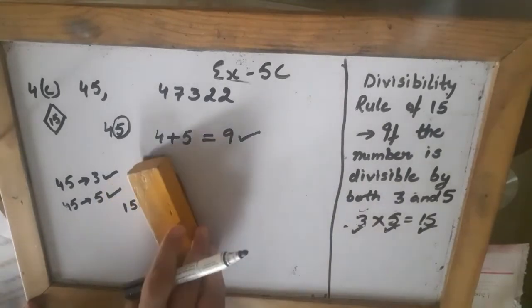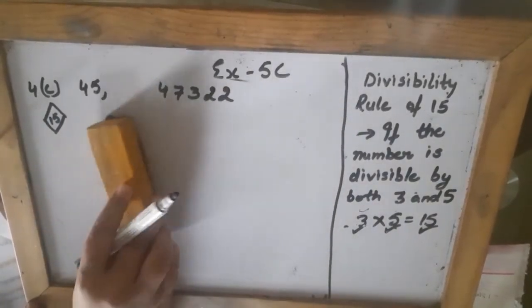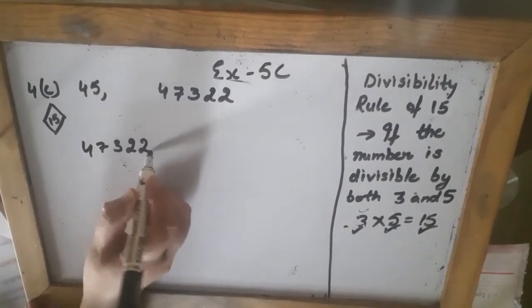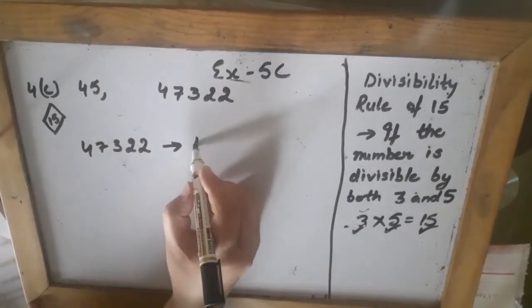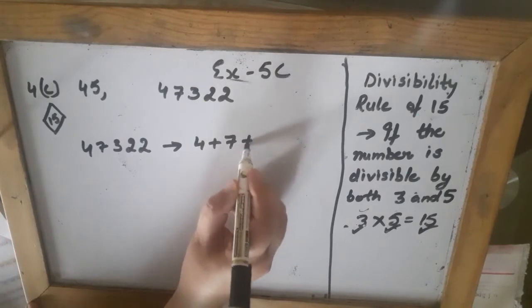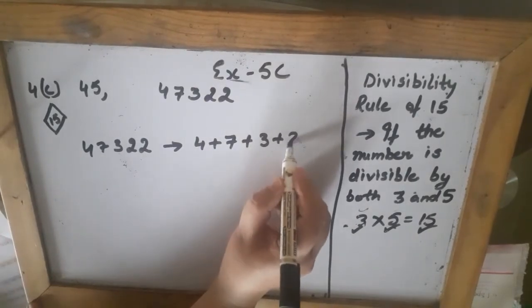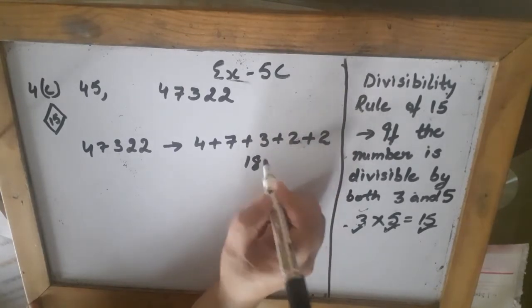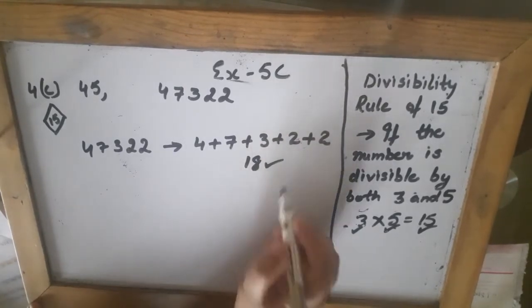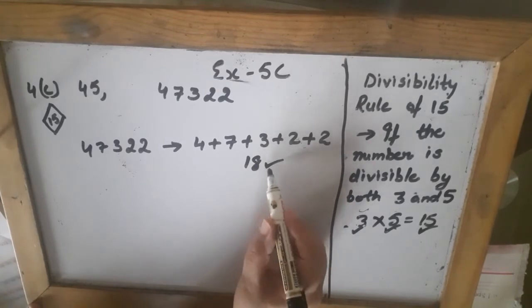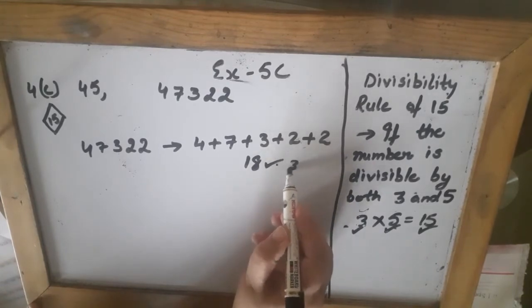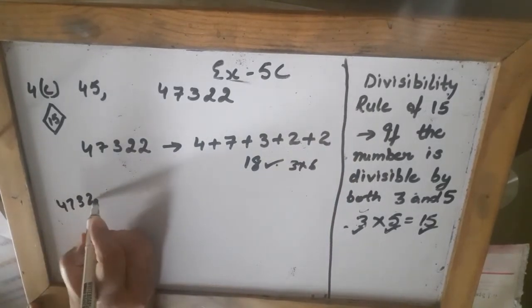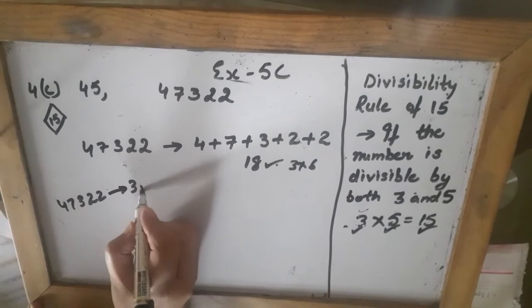Because this 45 is divisible by both 3 and 5, it means this is divisible by 15 also. Now let me take the second number, 47322. First I will check with 3. In order to check with 3, I will add the digits of this number. So this comes to 18. Is this 18 divisible by 3? Yes, 3 6s are 18. So it means this number 47322 is divisible by 3.